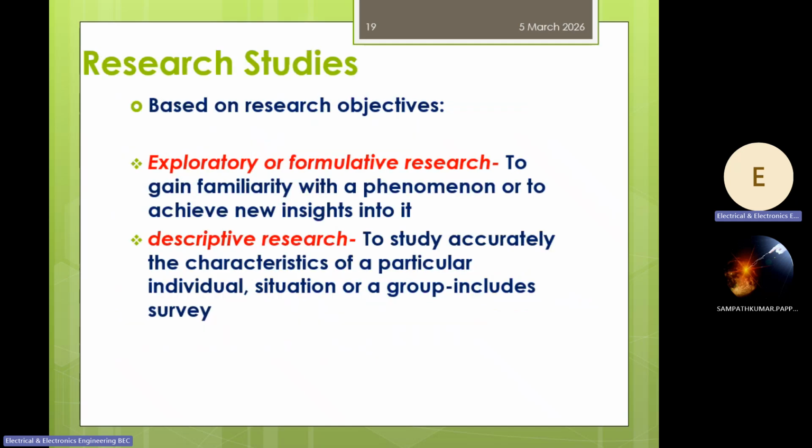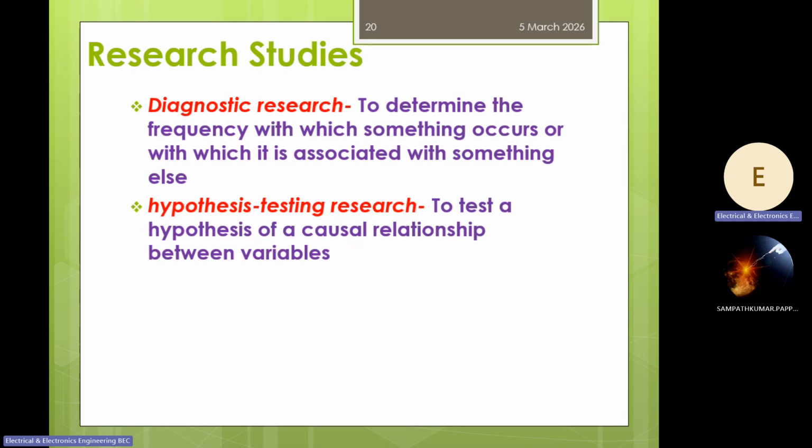Based on the research objectives, these research studies have been classified into 2 parts, formulative research and descriptive research. Formulative research means to gain familiarity with a phenomenon to achieve new insights. Descriptive research means you have to elaborately discuss all the things in a descriptive manner, and selection of group includes survey also. And another 2 types are given: diagnostic research, which will compare the already existing results with our calculated results, whatever we are doing in the research.